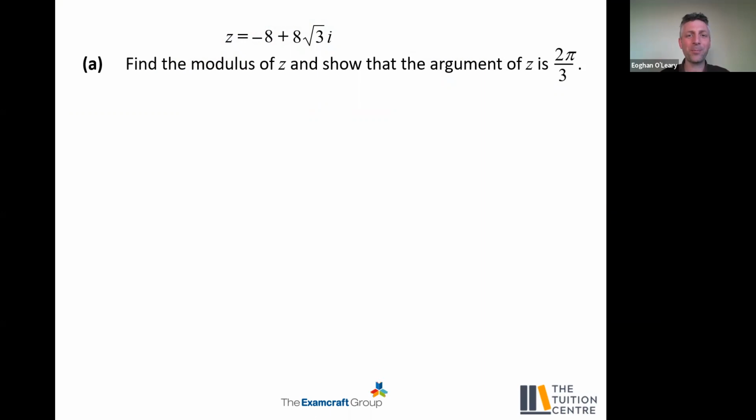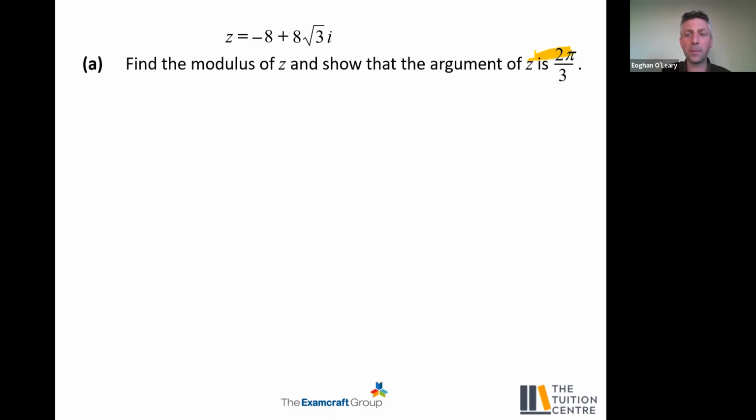question using de Moivre's theorem. So some students will say, yep, I know exactly what to do here. And others will be saying, I'm definitely moving on. So the first one says we're told that z is equal to minus 8 plus 8 times the square root of 3i. Find the modulus of z and show that the argument of z is 2 pi over 3.